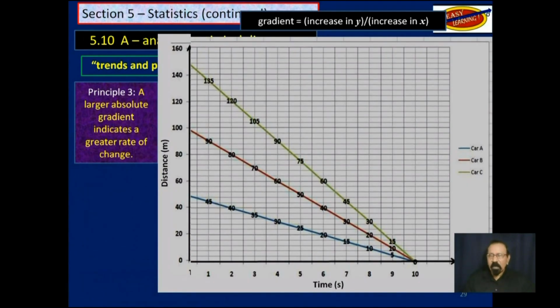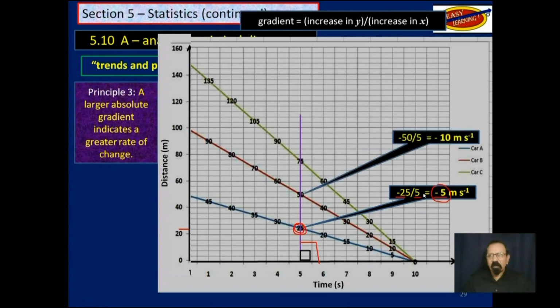Now, if we look at the inverse proportion, and we get a right triangle here, this time, the increase in y is negative 25. The increase in x is 5. So if you divide negative 25 by 5, you will get negative 5 meters per second. And the same thing applies for this one here. If you divide negative 50 by 5, you will get negative 10 meters per second. And similarly for this one.